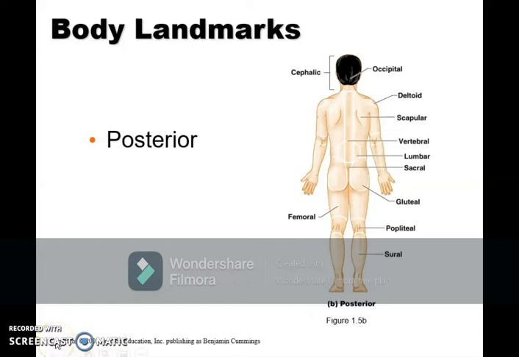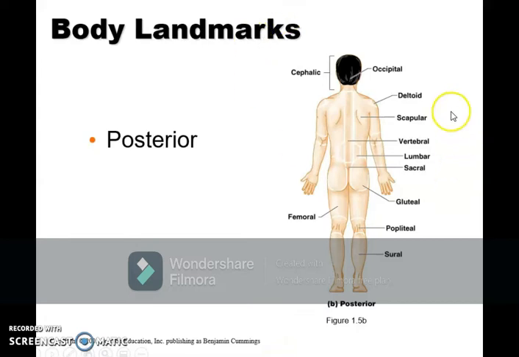The next one is the posterior part. So the posterior part includes the cephalic region. When we say cephalic, we're talking about the head. Occipital means the base of the skull. The deltoid part, the muscle part. The scapular, shoulder muscle part. The scapular means the scapula. The vertebral area of the spinal column.